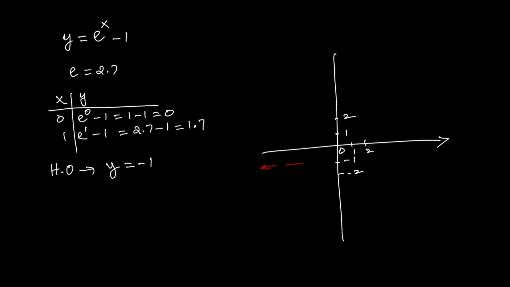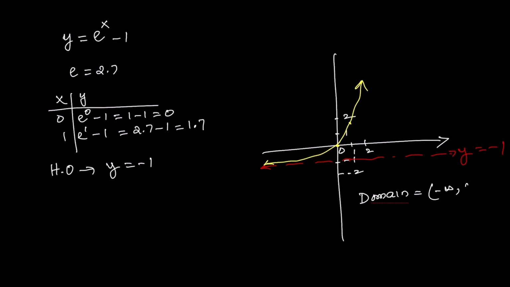Now we graph the function. Draw the horizontal asymptote at y equals -1. Plot the points (0, 0) and (1, 1.7). Start near the asymptote and draw a smooth curve through the points. The domain is -infinity to infinity. The range is y greater than -1.